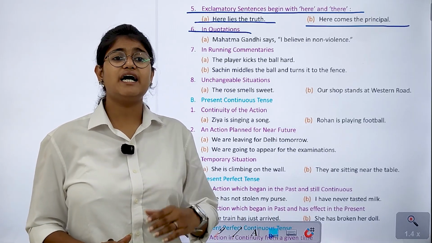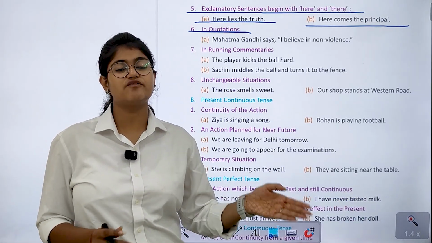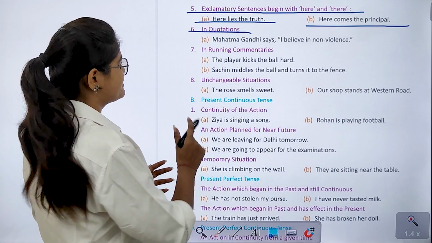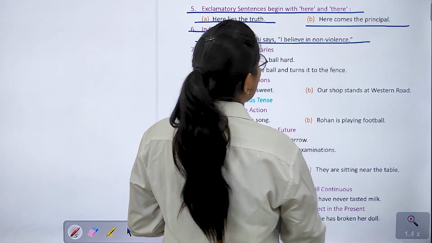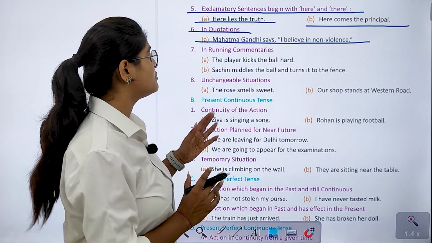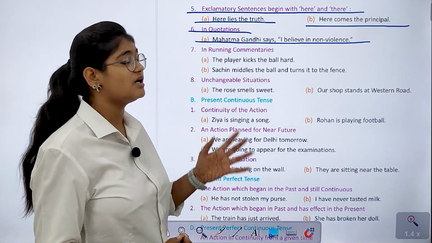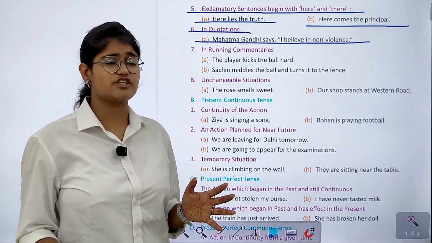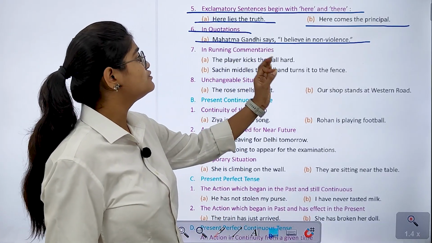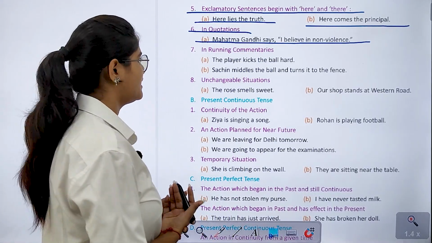Although we know that the quotation was quoted many years before, we are going to write it always in the present tense. Just like Mahatma Gandhi says, I believe in non-violence. Although we all know that Mahatma Gandhi was martyred a very long time ago, since we all use the present form of the tense, right?